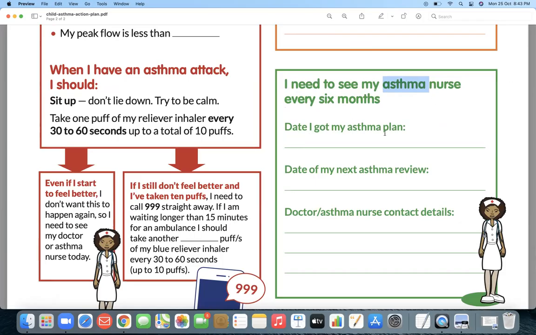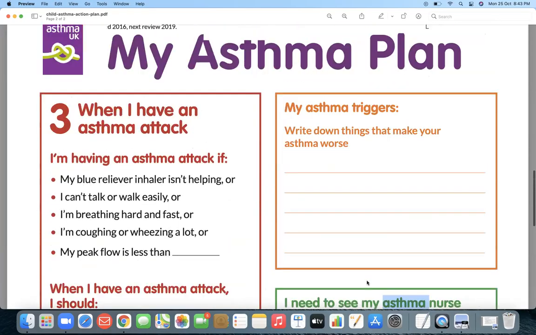I got my asthma plan. Date of my next asthma review. And doctor and asthma nurse contact details. Everything should be there. Means even if the child carries this card in her pocket, the school teacher or the nurse should be aware. If some attack happens in the school, they should do all these things, like keep her sitting up, give 10 puffs, and call the emergency, call the parents and inform, like this. So they should have the date they got the plan, date of next review, doctor and asthma nurse details, and even the parents' details can be there.